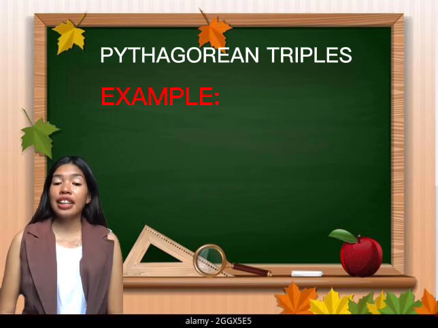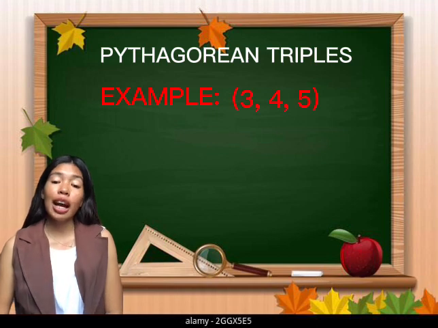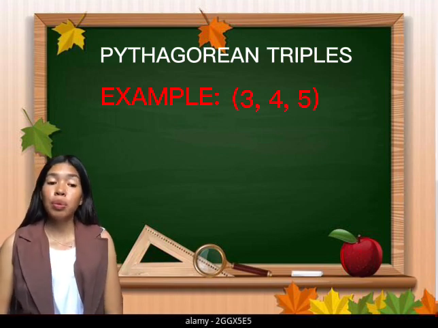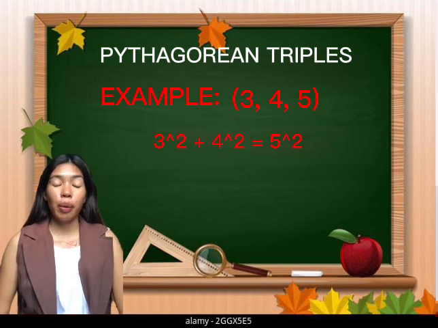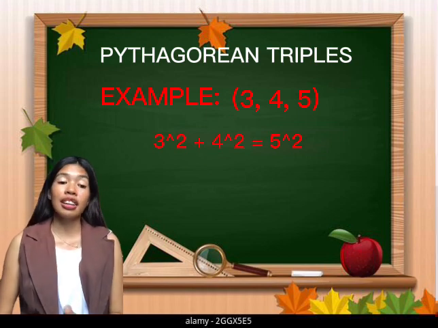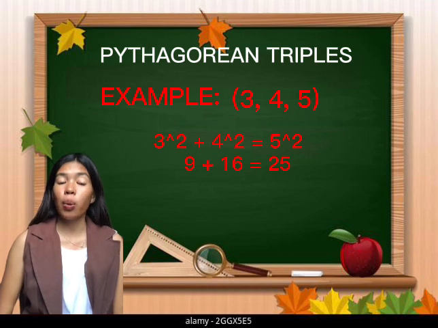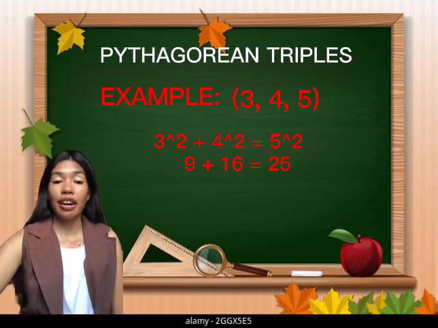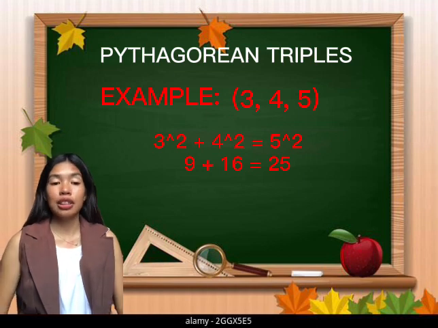So let's have an example. We have 3, 4, 5. By evaluating, we get 3 squared plus 4 squared is equal to 5 squared, and that is 9 plus 16 equals 25. Hence, 3, 4, and 5 are Pythagorean triples.